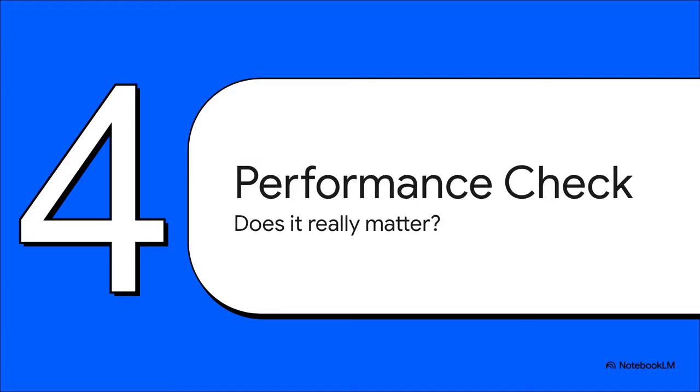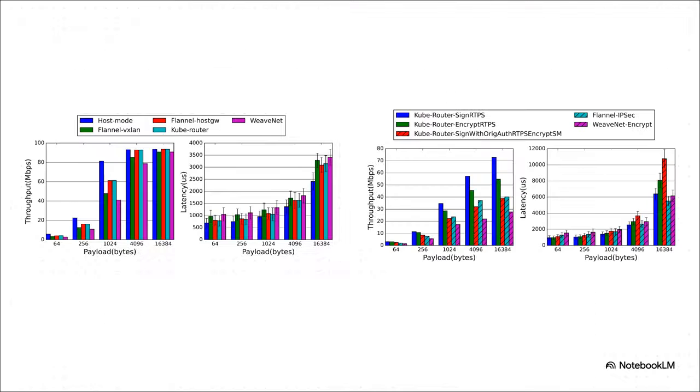So, okay, we've got these different approaches, right? Simple overlays, direct routing, this wild kernel-level eBPF stuff. But the real question is, do these architectural differences actually translate to measurable gaps in performance? Let's look at the numbers. So, does it really matter? The data says, oh yeah, absolutely.